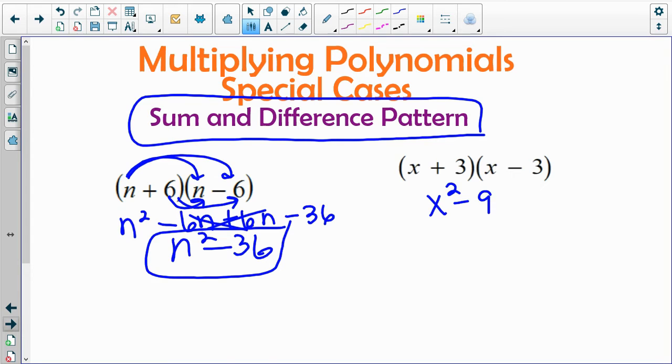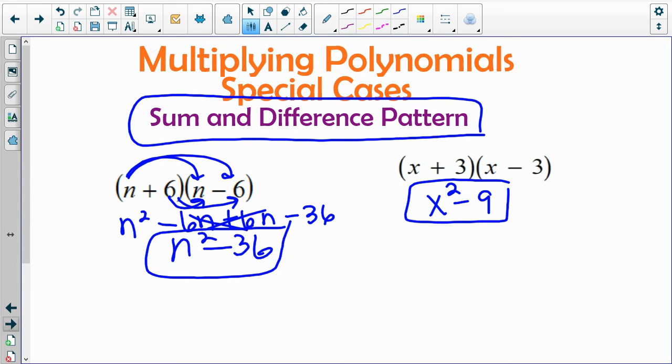So if you recognize that you have a sum and difference of the same thing, you can know that the middle two are going to zero out, and you can just do the firsts and the lasts and get your answer. You got to be careful. That only works if they're exactly the same, one positive, one negative, making the two in the middle zero. So you could use a little shortcut on that if you remember it, but just be careful. It has to be a sum and difference of the same. Okay, that's our sum and difference.